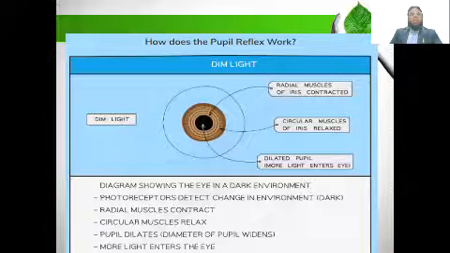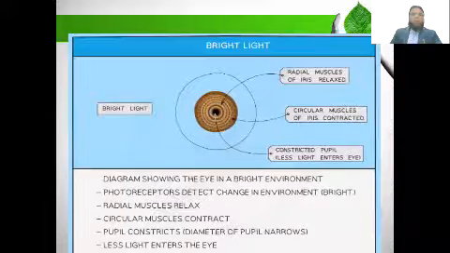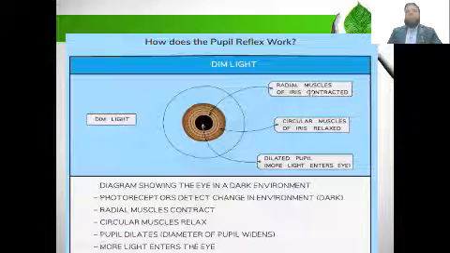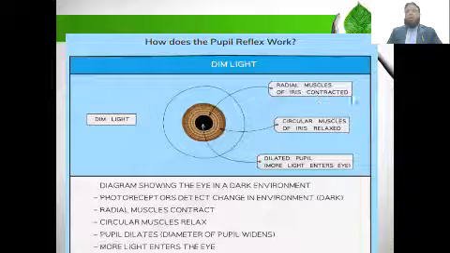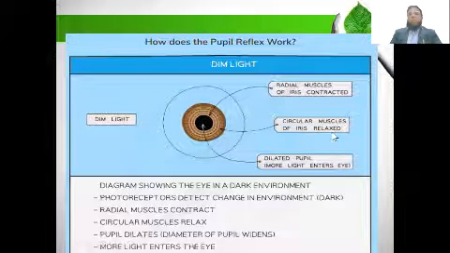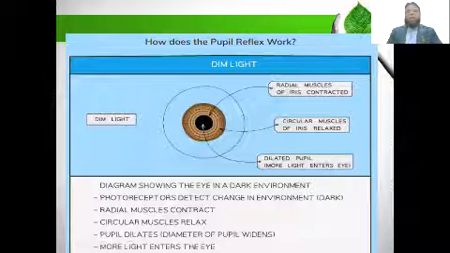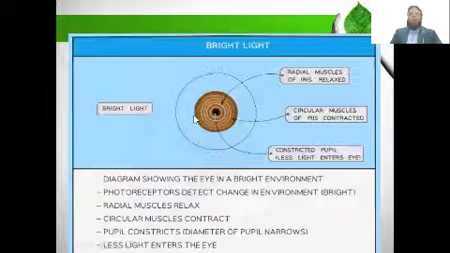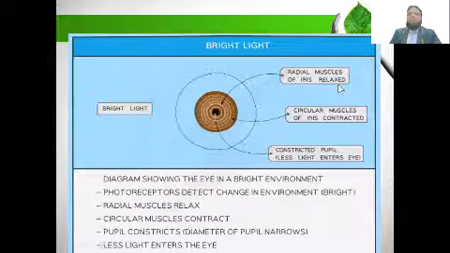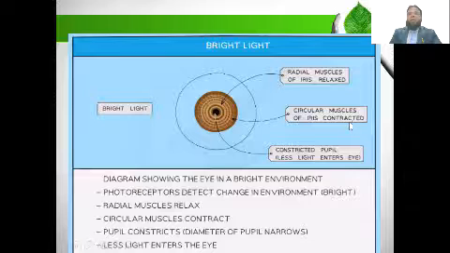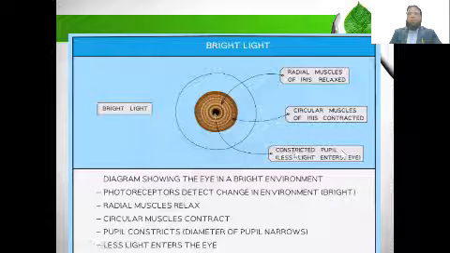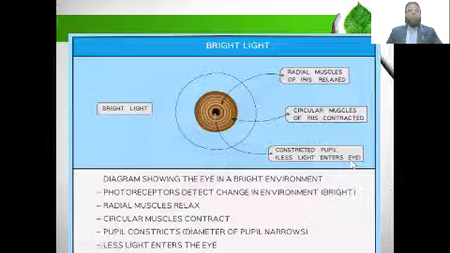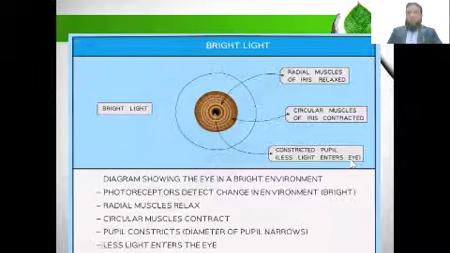Now, what is the particular mechanism that takes place in the dim light? In the dim light, you can see here the radial muscles of the iris contract, and the circular muscles of the iris relax, due to which the pupil dilates and more light enters. And as you can see here, in the bright light, the radial muscles of the iris relax and the circular muscles of the iris contract and constrict the pupil, so less light enters the eye. This is what happens in the bright light situation.